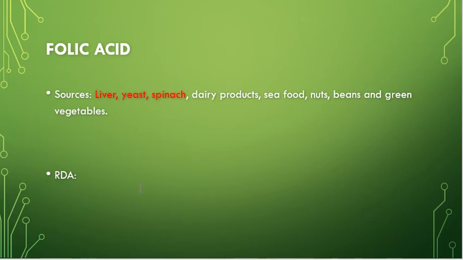in several oxidation states. The sources of folic acid are the liver, yeast, and spinach, which are the rich sources of folic acid. The other dietary sources of folic acid are dairy products, seafood, nuts, beans, and green vegetables. The RDA of folic acid is approximately 200 microgram.